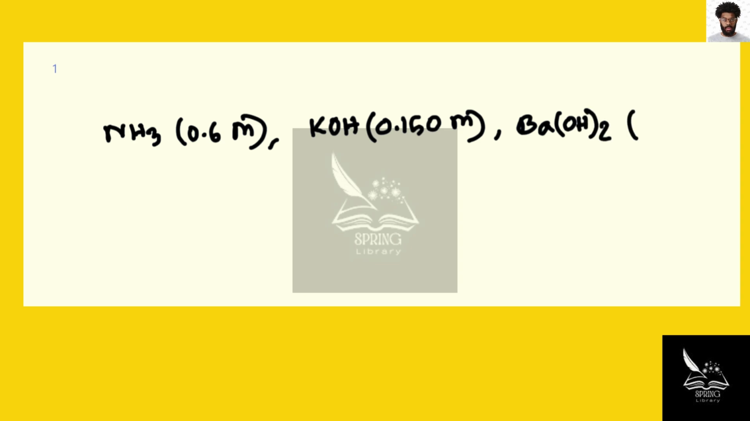So here we have three bases: ammonia, whose concentration is 0.6 molar. Then we have KOH, or potassium hydroxide, which is 0.15 molar. And we have barium hydroxide, which is 0.1 molar. Now we have to find out which of these bases is most basic.